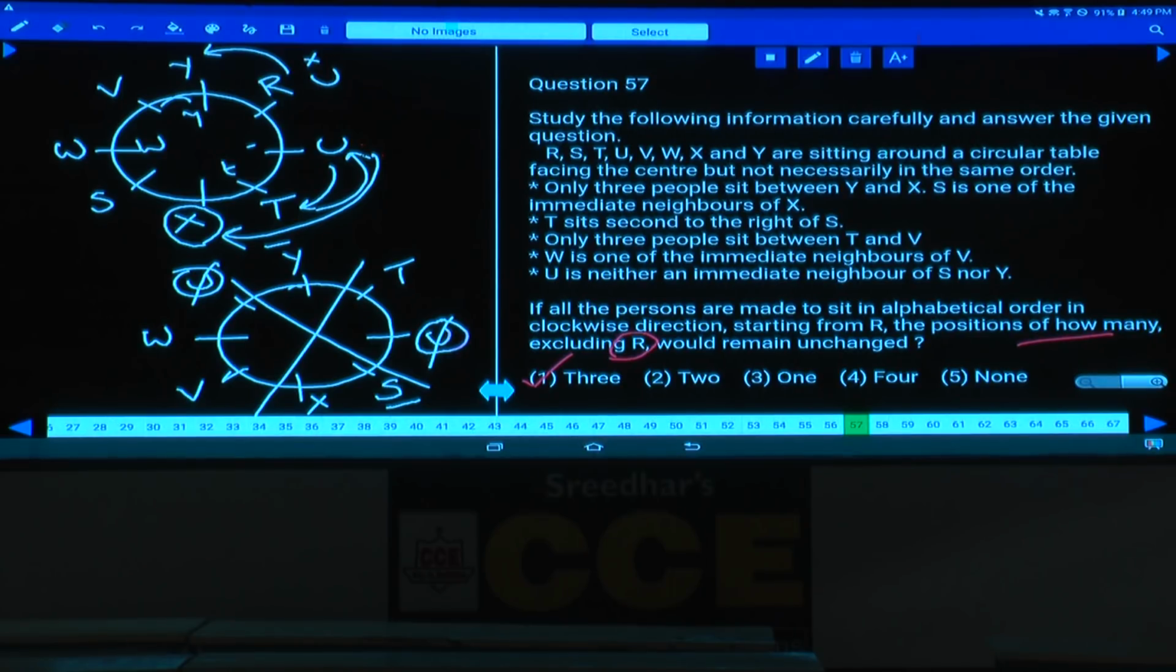Starting from R, now we should take R at this place, S, T, now T and T are matching, U is here, V, W and W are matching, X and Y, hence Y and Y are matching. Hence how many persons apart from this R? There are 3 persons, T, W and Y.